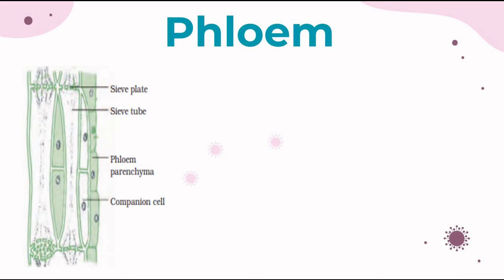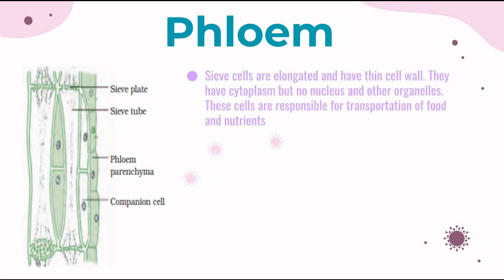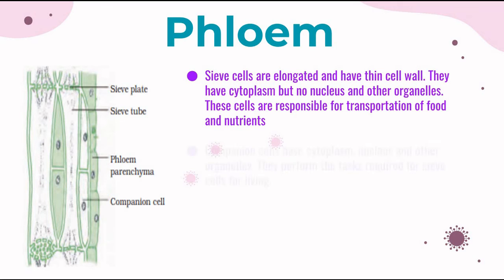It is also composed of four types of cells. The first one is sieve cells, the second one is companion cells, then comes phloem parenchyma, and then phloem fiber or bast fiber. All these types of cells are living except the phloem fibers. Let's look at some of their functions. Sieve cells are elongated and have a thin cell wall. They have cytoplasm but no nucleus and other organelles. These cells are responsible for transportation of food and nutrients, as we discussed right before.